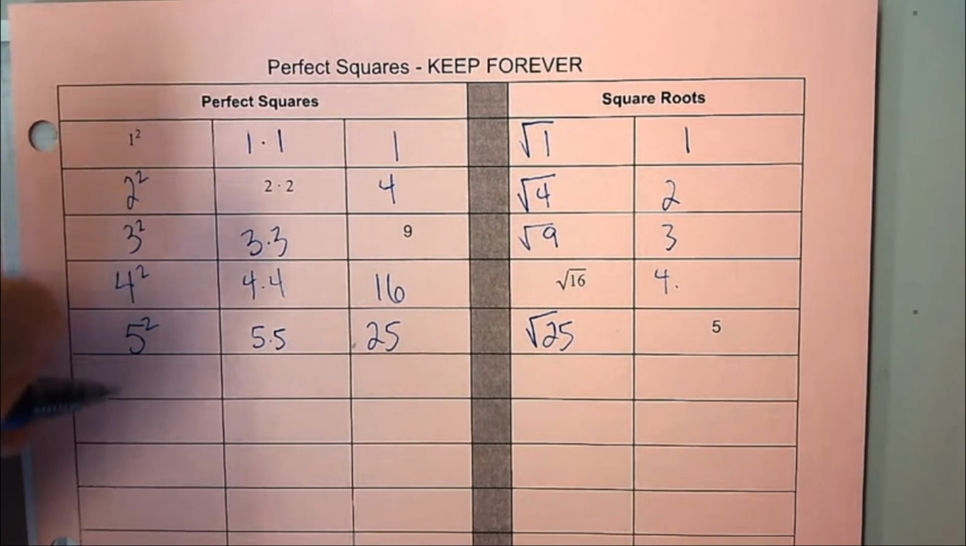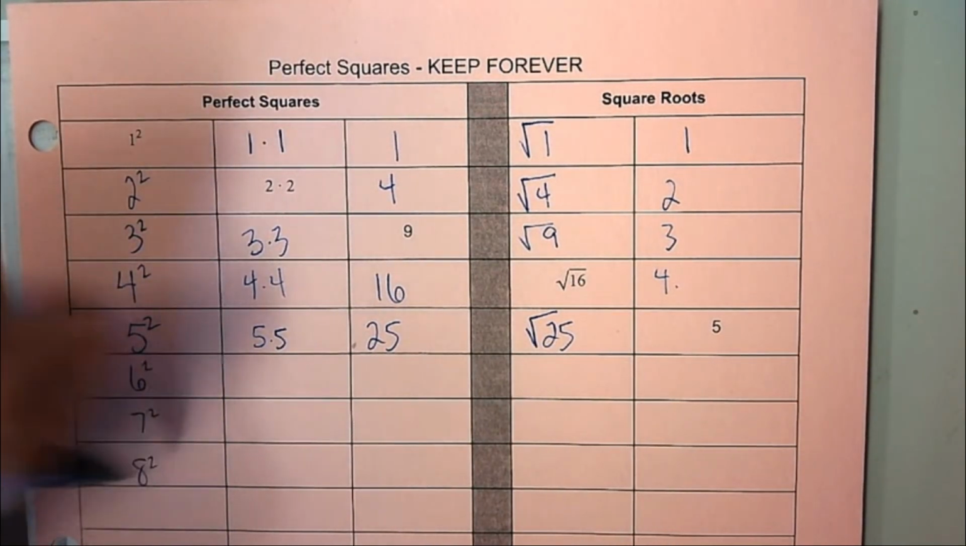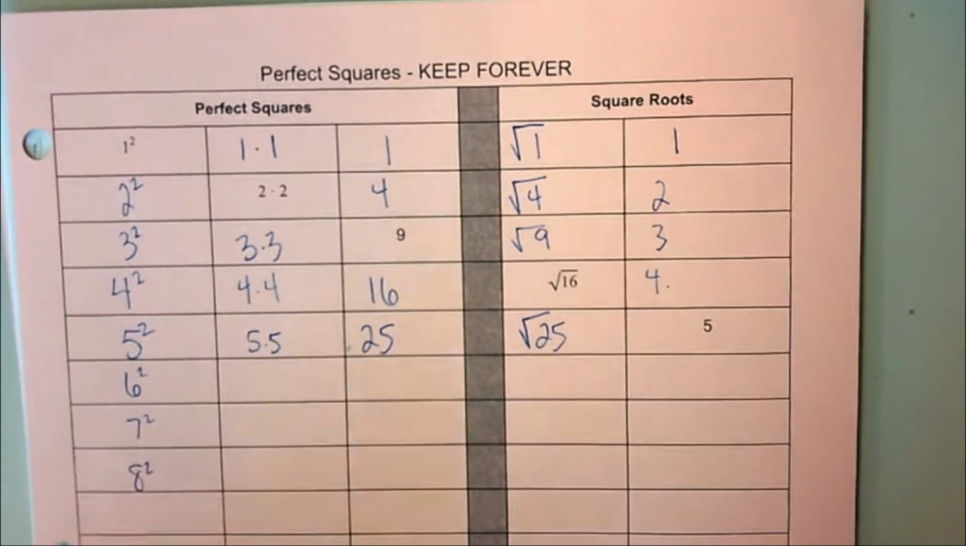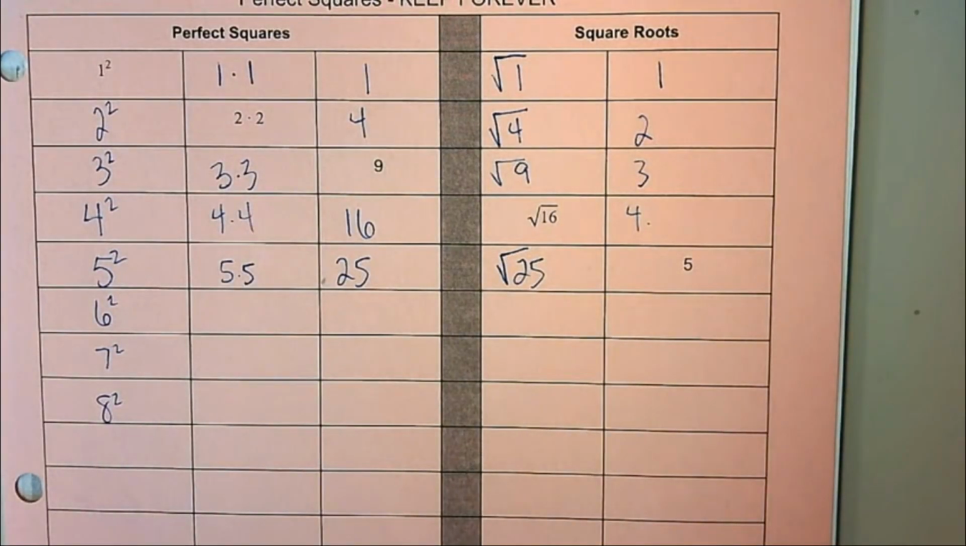Okay, to continue on, you're going to keep going down the line, 6 squared, 7 squared, 8 squared, all the way down. So complete it all the way down. Make sure that chart is filled out completely for tomorrow, and that is your homework for tonight.